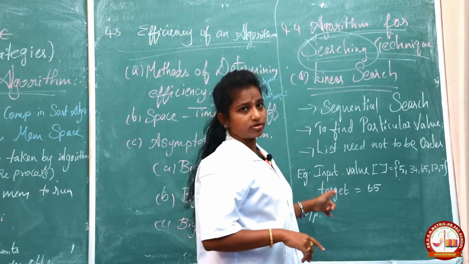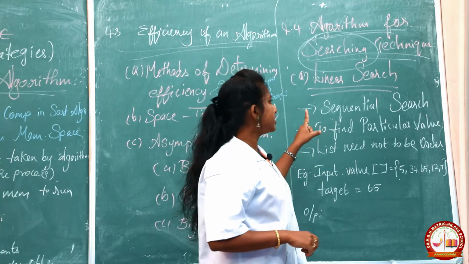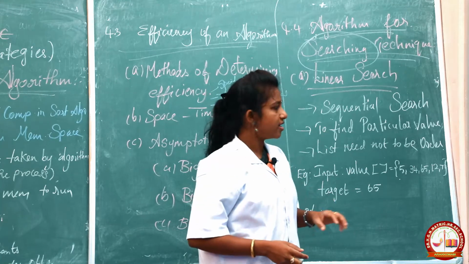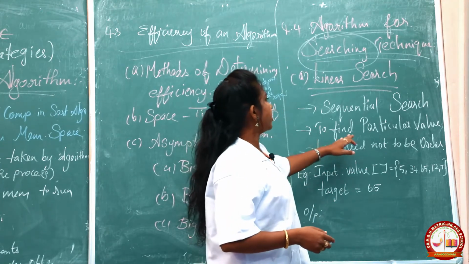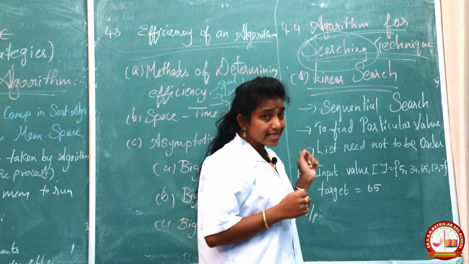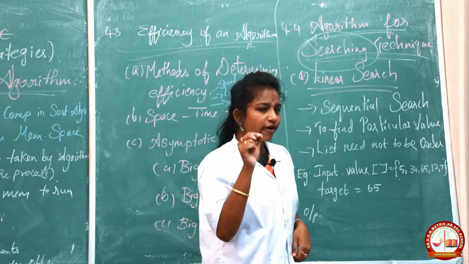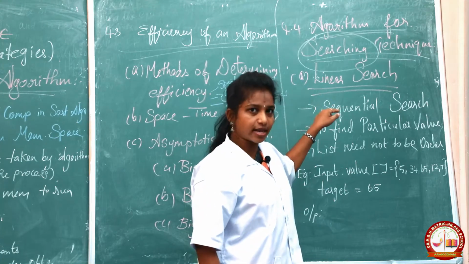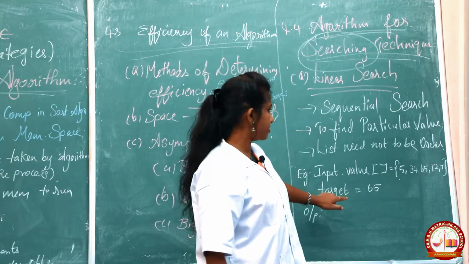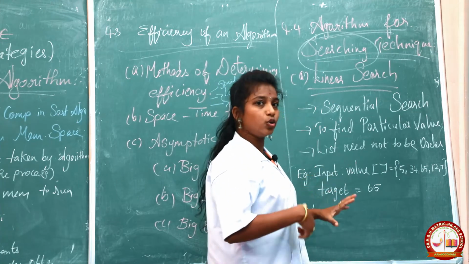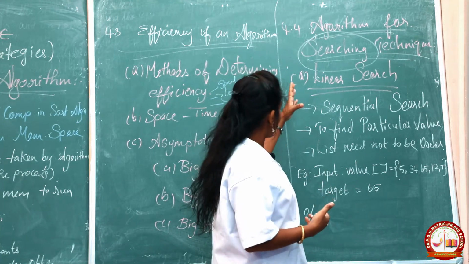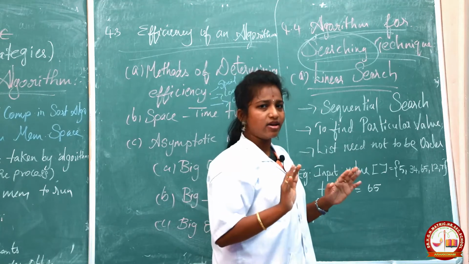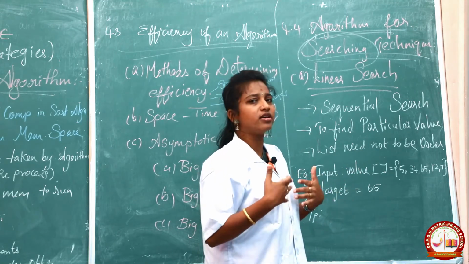Now we are going to see the linear search. Another name for linear search is sequential search. In this technique, I am going to find a particular value, where it is, by using some algorithm and steps. We will see those steps here. In this searching technique, the list need not be in order. Even if it is shuffled, there is no problem. We will search the value.